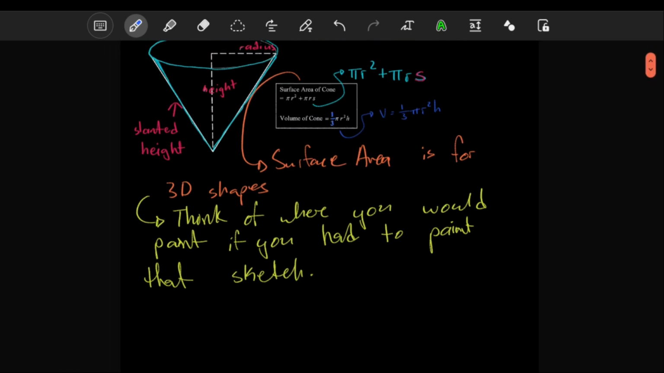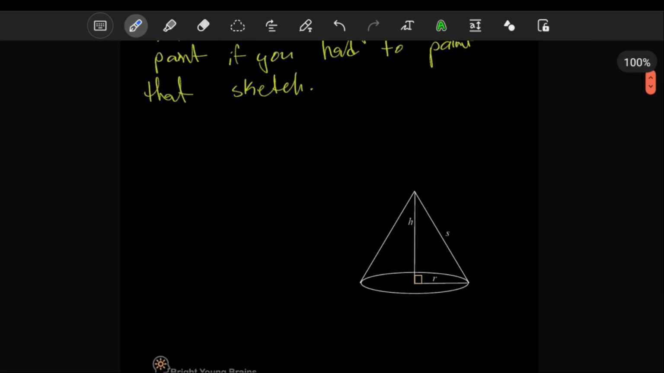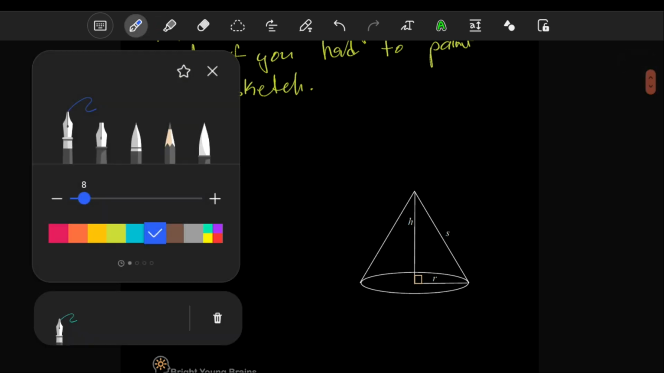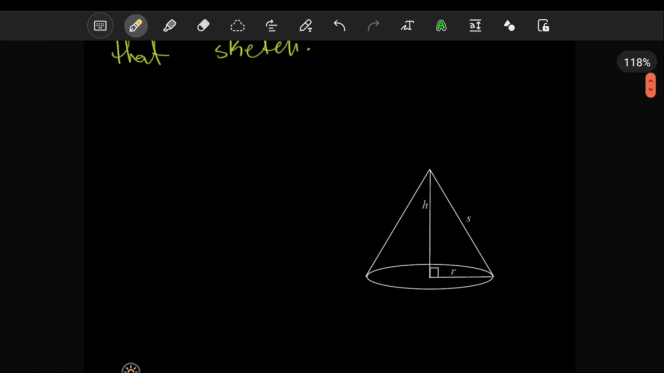The key thing to also remember is it doesn't matter if your cone looks like this or like this. I know it sounds dumb, but you never know. Trying to accommodate everybody here. And the other thing to take note of is, if you have H and R but you don't have S, you can work it out using Pythagoras, because S squared is equal to H squared plus R squared.